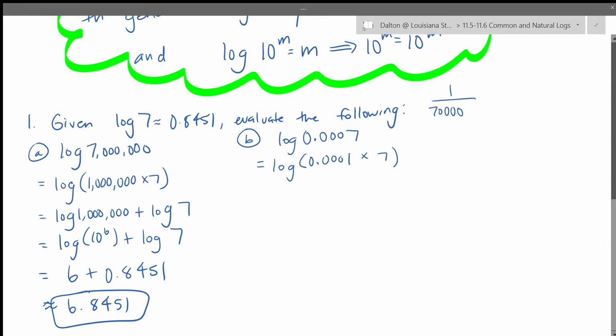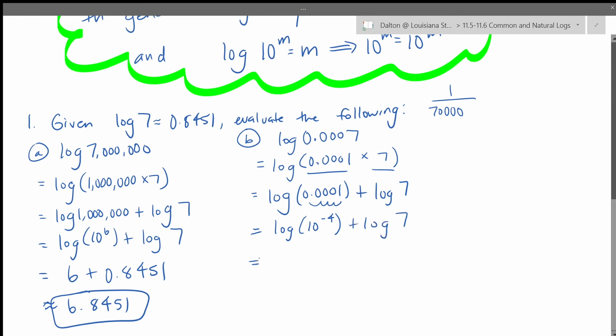And then using our logarithmic property, we're going to break these up into two separate logs. This is the same thing as the log of 0.0001 plus the log of 7. And again, notice I'm not saying base 10. It's just understood that we're dealing with base 10 now. Okay, log of 0.0001 is the same thing. If I wrote that as an exponent and I move the decimal 1, 2, 3, 4 times, this would be the same thing as the log of 10 to the negative 4th power plus the log of 7.